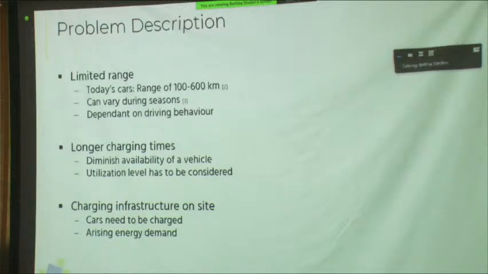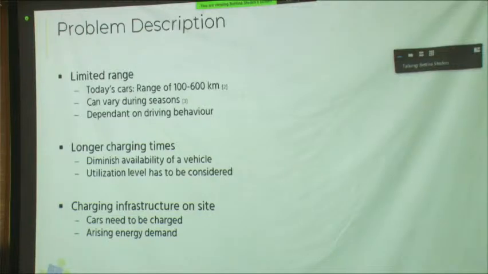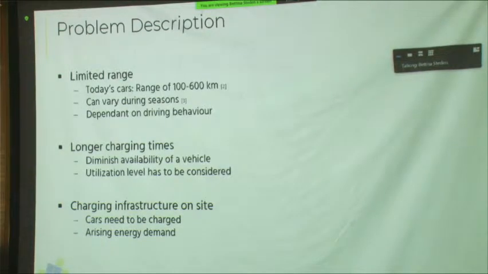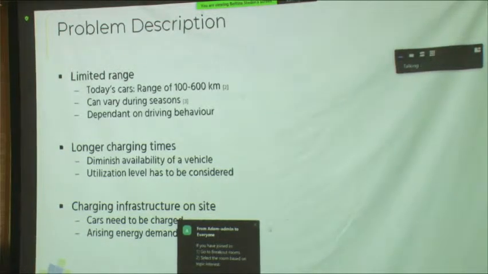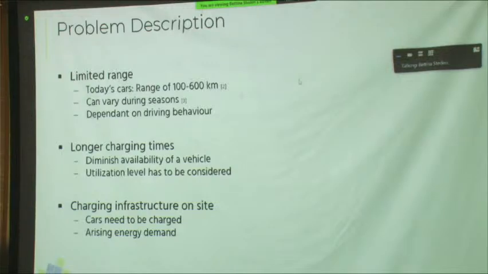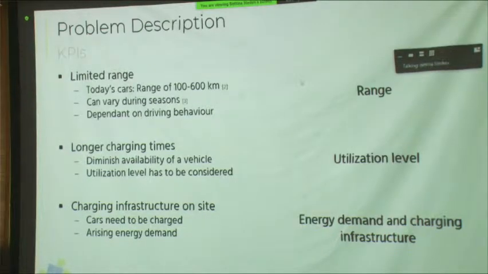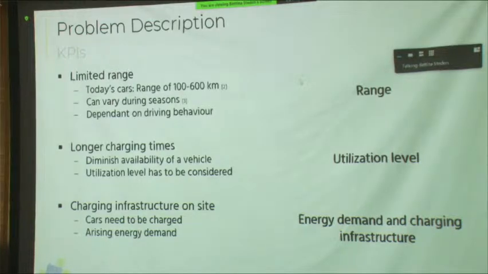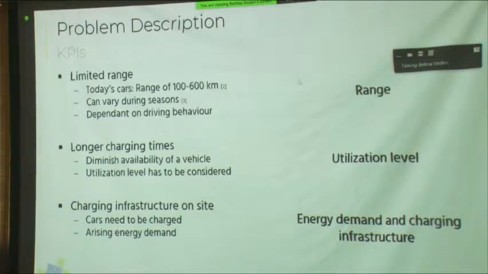And another thing is that an electric vehicle has a longer charging time compared to refueling, for example, a gasoline vehicle. So the charging times might diminish the availability of the vehicle, and we have got to look at the utilization level. And the third thing is, when vehicles have to be charged, they need charging opportunities. And in our project, we want to build up a charging infrastructure on site. So we do have to consider the rising energy demand by the cars. So overall, we identified 3 indicators that are important from an operational viewpoint: the range, the utilization level, and the energy demand.